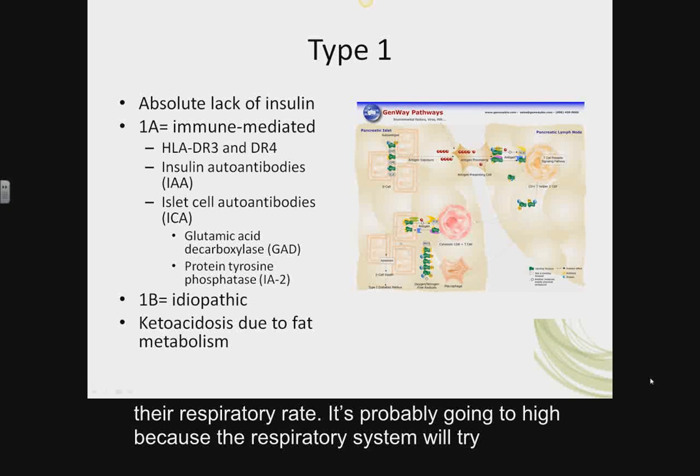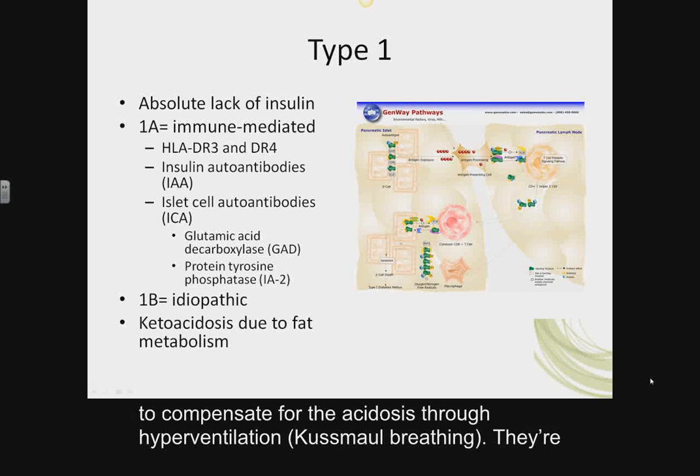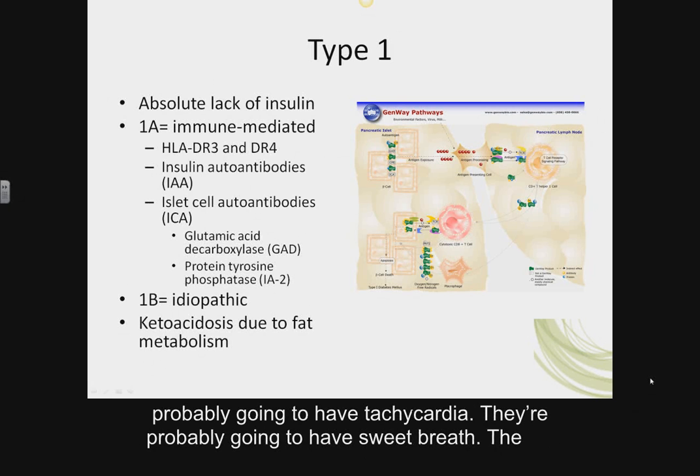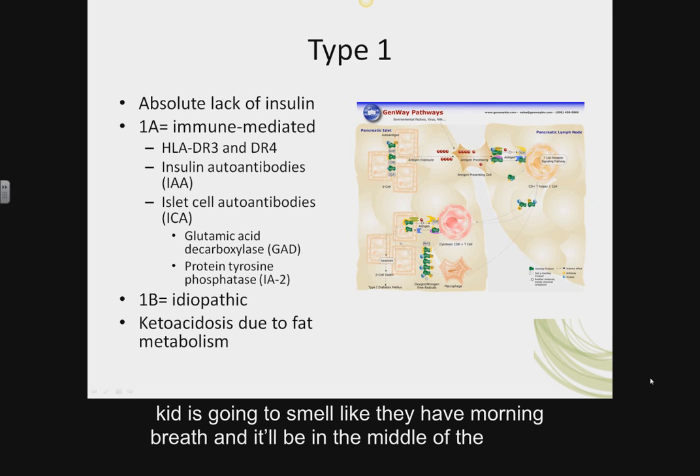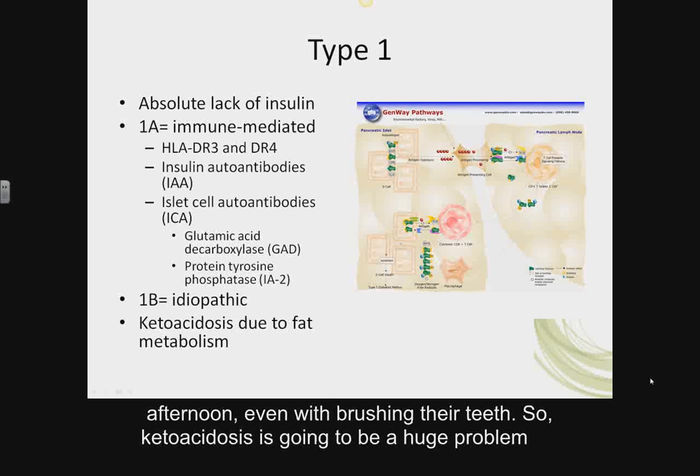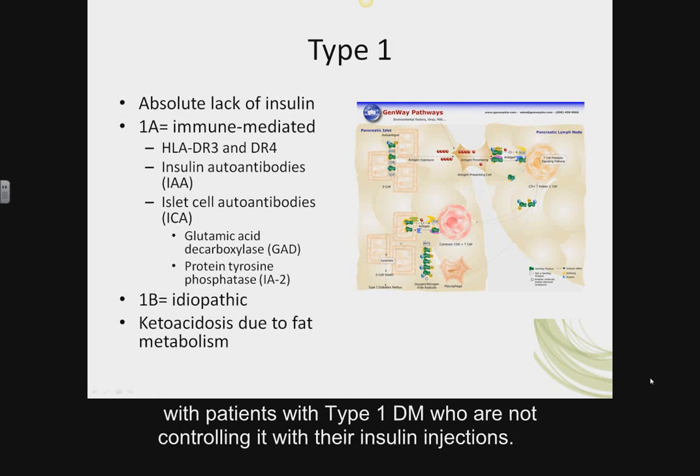The child has been using fats as an alternative fuel source, and they will be in a state of ketoacidosis. Look at their respiratory rate. It's probably going to be high because the respiratory system will try to compensate for the acidosis through hyperventilation, or Kussmaul breathing. They're probably going to have tachycardia. They're probably going to have sweet breath. The kid is going to smell like they have morning breath in the middle of the afternoon, even with brushing their teeth. So ketoacidosis is going to be a huge problem with patients with type 1 DM who are not controlling it with their insulin injections.